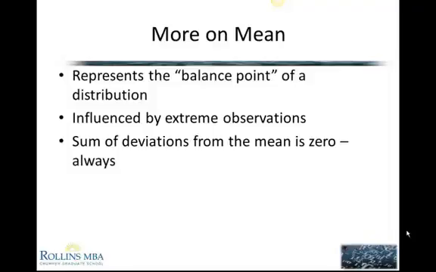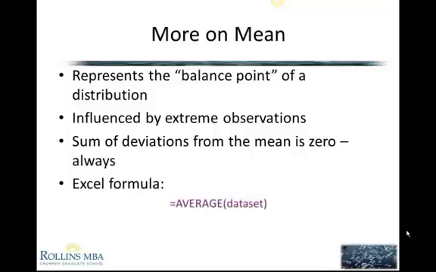Again, it's that balance point. So the sum of all those deviations is going to exactly equal 0. The positive ones will balance the negative ones, and the sum, again, of those deviations will be equal to 0. Just another way of thinking about this concept of the balance point.